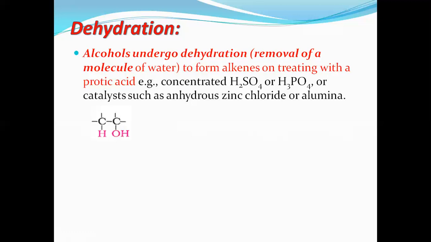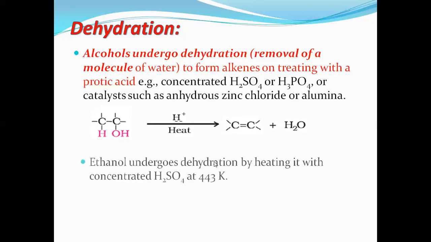Alcohols, if we consider the formula C-OH, when treated with concentrated sulfuric acid, one molecule of water is lost with the formation of alkene. That's why alcohols undergo dehydration in the presence of an acid like concentrated sulfuric acid. Alkenes are formed. Remember, alcohols undergo dehydration in the presence of concentrated sulfuric acid.